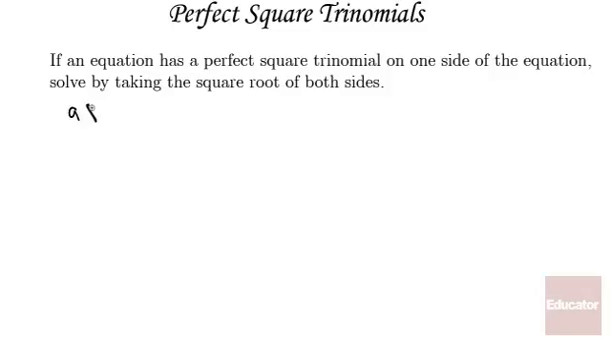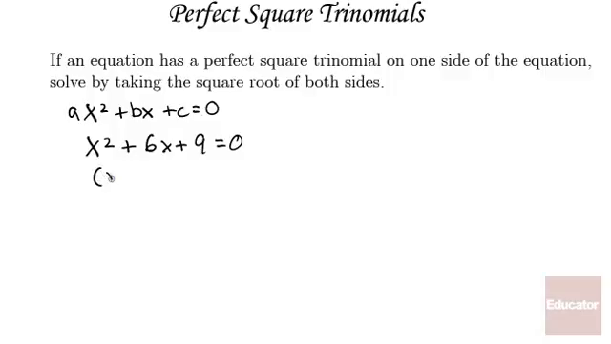So remember the general form ax squared plus bx plus c equals 0. That is the standard form for a quadratic equation. And you could have a trinomial such as x squared plus 6x plus 9 equals 0. And on this left side, I do have a perfect square. This actually factors out to x plus 3 squared equals 0. Okay, now let's look at this first situation where we have x plus 3 squared equals 0.